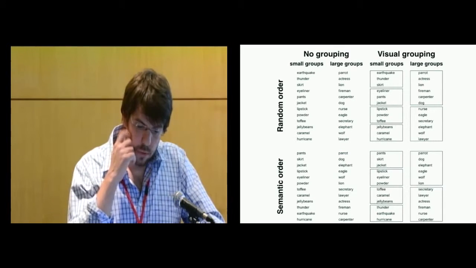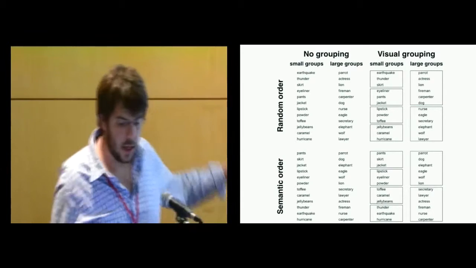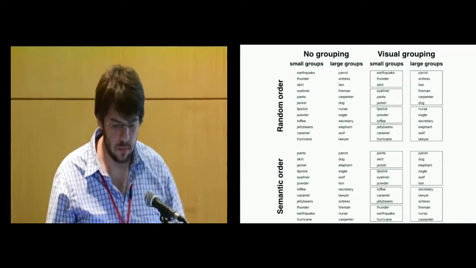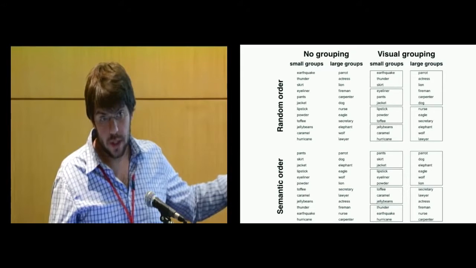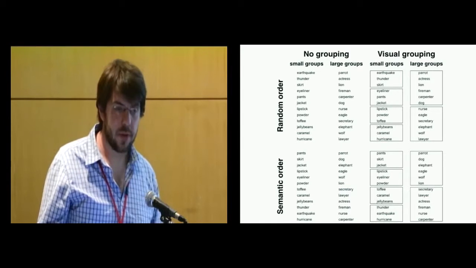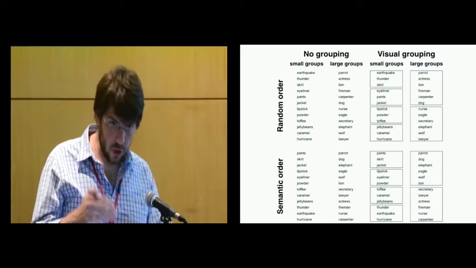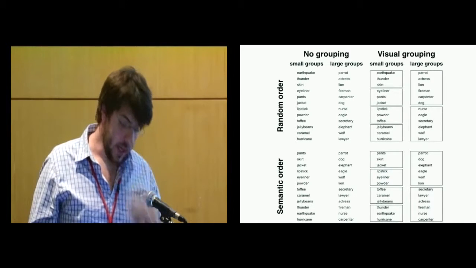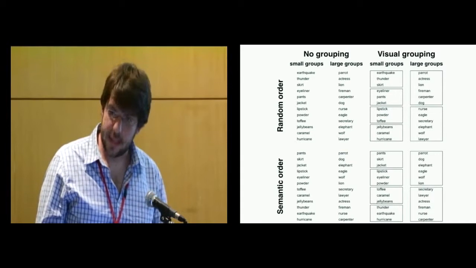What we've got is a 2x2x2 design. At the top we have a random order: the same labels, but jumbled up so there's no logical order. And the bottom set is organized into semantic subgroups. We then have small and large subgroups, so we either have subgroups of 3 items each or 6 items each. We're controlling for the total number of items, so that necessarily changes the number of subgroups. And the final factor is visual grouping or not, whether we have these boundary boxes or not.